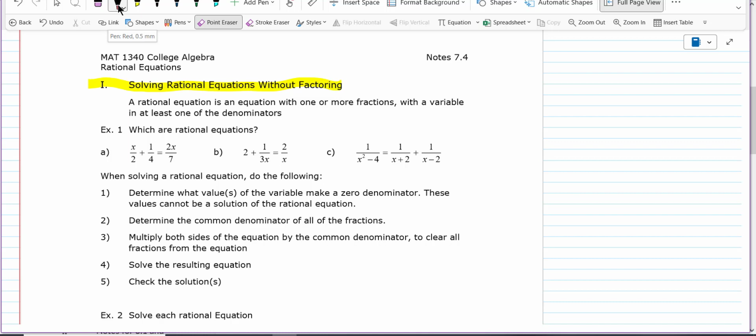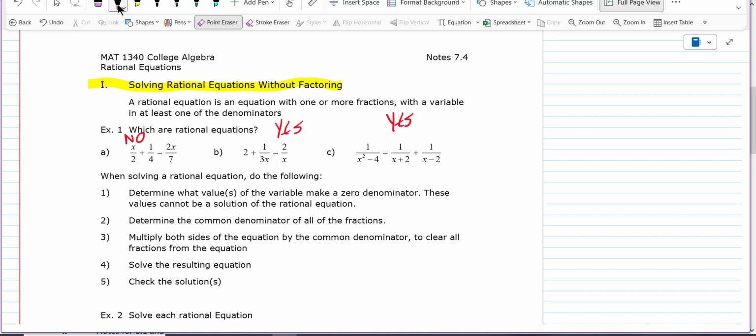So if you look at these right here, this one would not be a rational equation because it does not have a variable in at least one of the denominators. That's an equation with fractions in it. The second one is a rational equation because it does have one or more fractions. There's two fractions here, and there is a variable in at least one of the denominators. Same thing with C. That is a rational equation. It's got three different fractions, and each of those has a variable. So you always have to have a variable in one of those denominators somewhere.